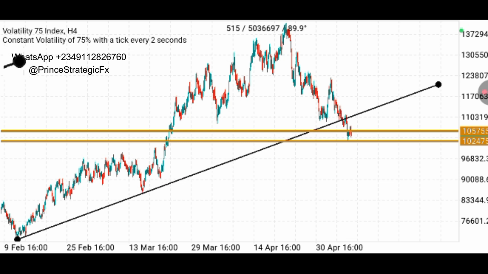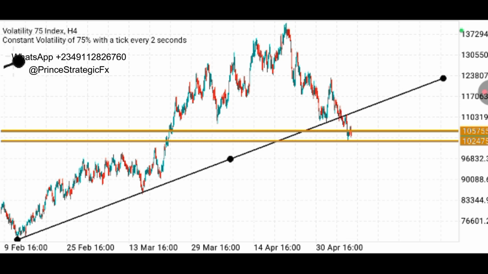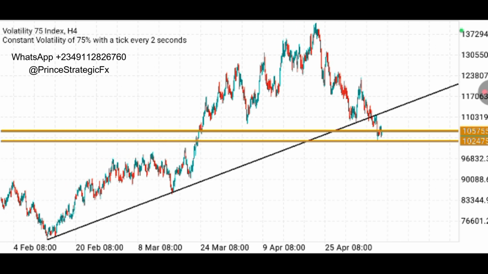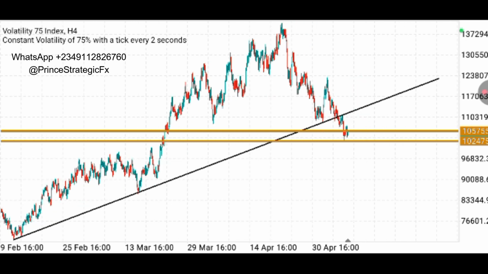So remember, drawing a trend line is not a do or die affair. You can do this multiple times to get a perfect trend line. So please make sure whenever you're drawing a trend line, you're drawing the perfect trend line. It doesn't matter how many times you try it out. You can keep doing it in order to get a perfect trend line. That is how simple it is.